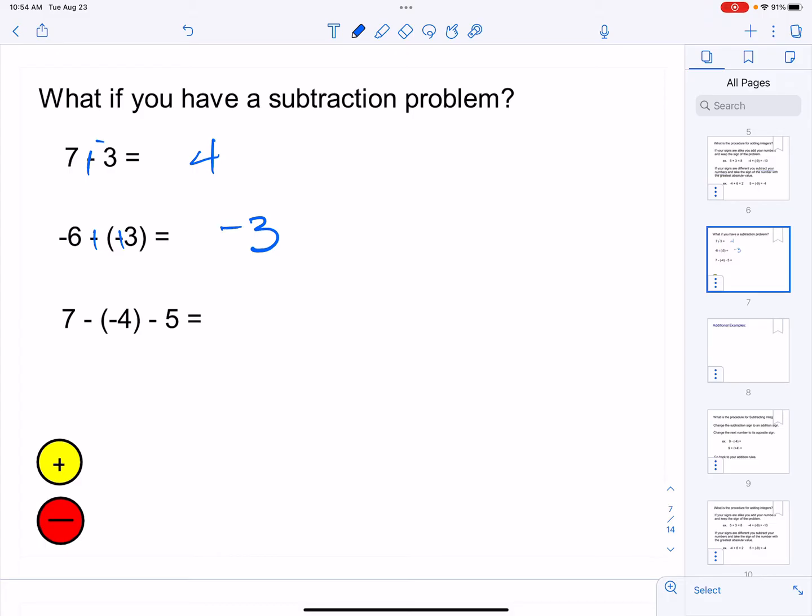Now, when we have multiple numbers and multiple subtraction signs, we're going to change every subtraction sign. So I'm going to go straight to this subtraction sign, change it, and the next number, I'm going to change it to its opposite. I'm going to go to this next subtraction sign, change it to addition, and change the very next number to its opposite. So now what I really have is 7 plus 4 plus negative 5. So I can take the 7 and the 4 and put those together. So 7, 8, 9, 10, 11, and then take away 5, that's going to give me 6, which is exactly the same answer that we came up with a few minutes ago. And that's what we're going to do with subtraction.